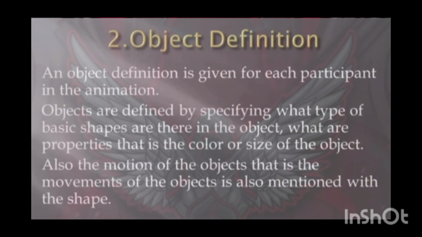2. Object definition. An object definition is given for each participant in the animation. Objects are defined by specifying what type of basic shapes are there in the object, what properties there are, such as the color or size of the object. Also the motion of the objects, that is the movements of the objects, is mentioned with the shape.